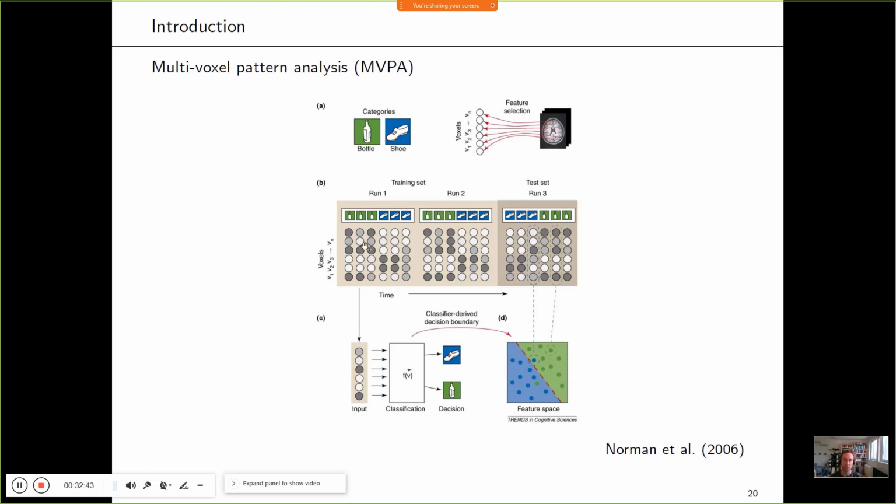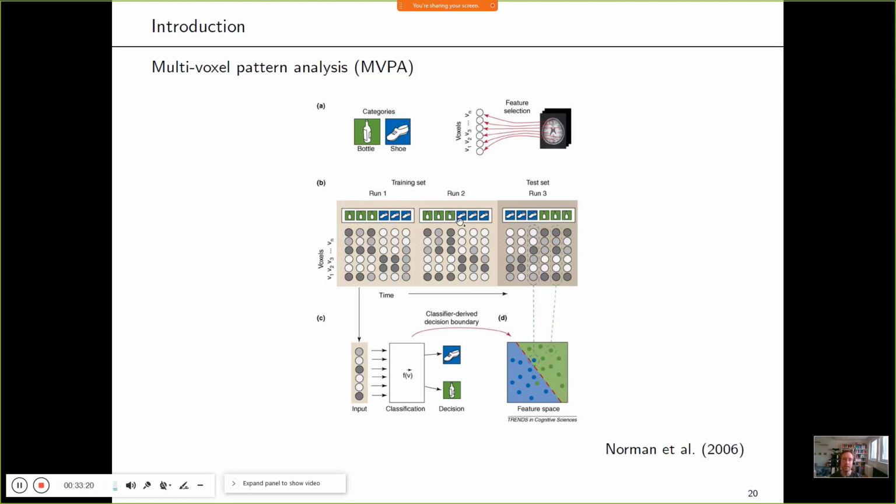And then you extract patterns. So you're looking at multiple voxels at the same time, which are shown here. These gray values are supposed to indicate the level of activation of a given voxel. So here there are 6 voxels. The level of activation when the participant viewed bottles and when the participant viewed shoes. You can see if the participant viewed bottles, these upper voxels are a little bit more active, and when the participant views shoes, these lower voxels are a little bit more active.